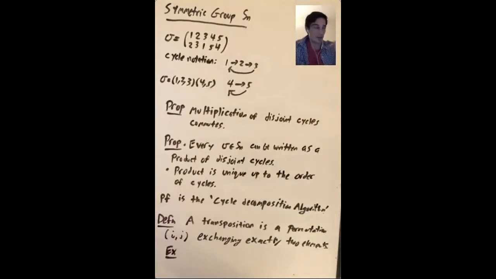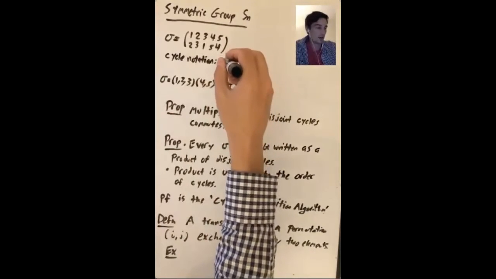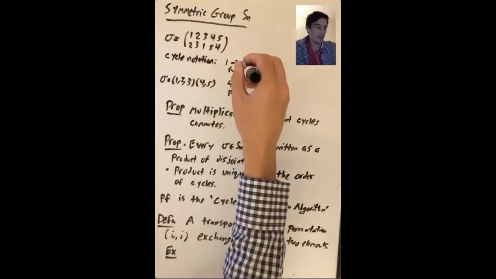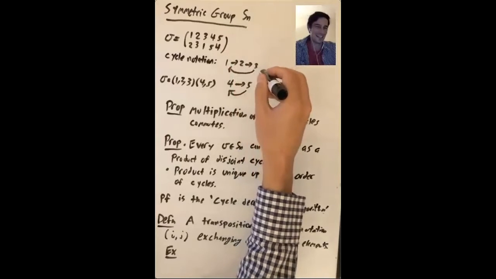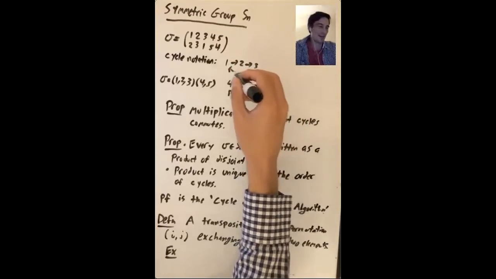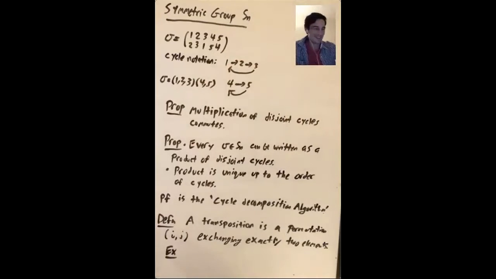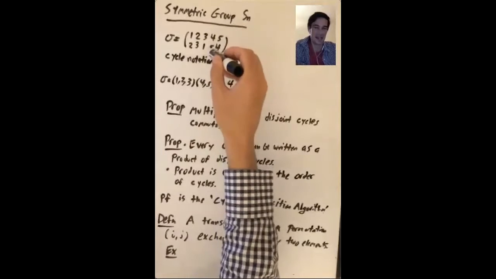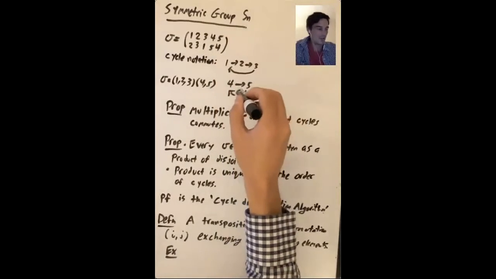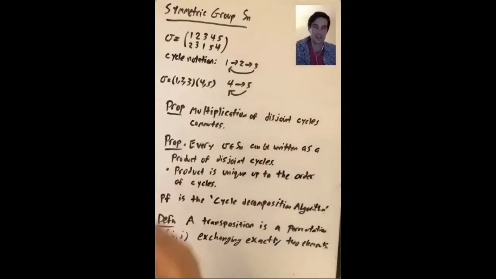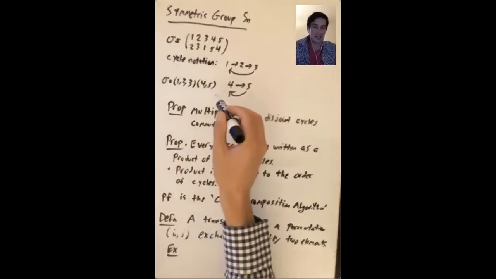As you apply sigma over and over, 1 goes to 2, goes to 3, goes to 1, and you just go round and round among these three elements. So you pick the smallest element that hasn't been assigned, in this case 4. 4 goes to 5, 5 goes back to 4. If you apply this permutation over and over, 4 and 5 just orbit back and forth. Cycle notation is you just write down these cycles in some order.